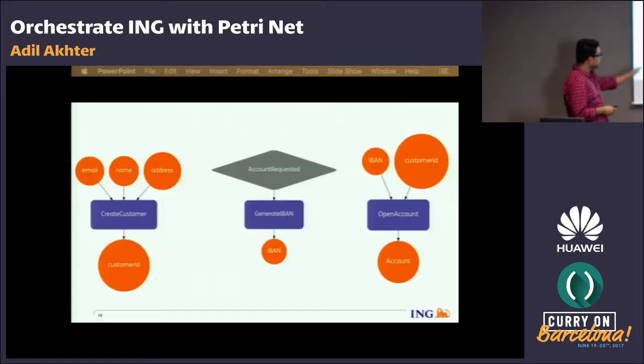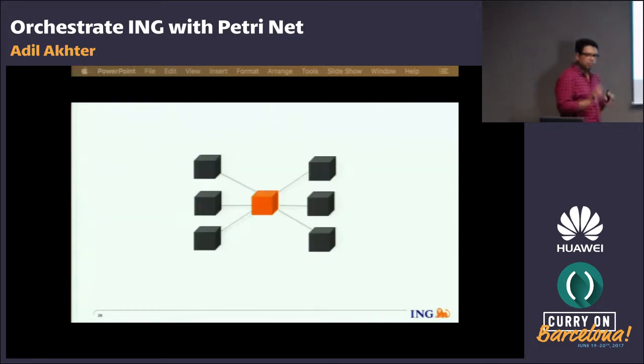For instance, in this case, if you want to create a customer, create an account, it has to go through 3 different services. The first service here is registering a user to ING system. The second one is just generating an IBAN number. And the third service there, open account, is assigning an IBAN number to a customer. So that brings us to the problem that we'll be addressing in this presentation today.